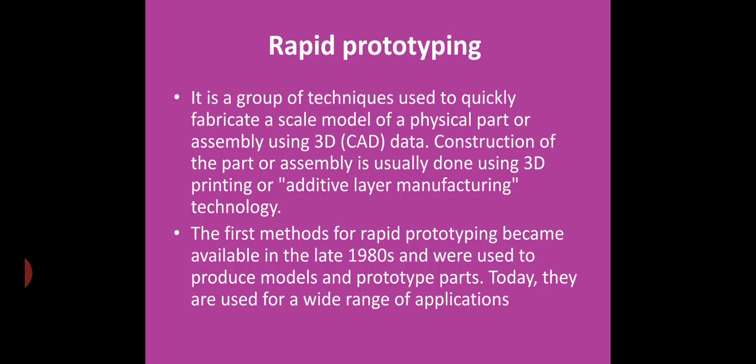How can we say it? Consider a fluid: how does the fluid flow? Because there are different layers in the fluid, one moves over another. The same thing we use in additive layer manufacturing. The first method for rapid prototyping became available in the late 1980s. That means in the 1980s they invented the rapid prototyping method, which was used to produce models and prototype parts. Today it is used in a wide range of applications.